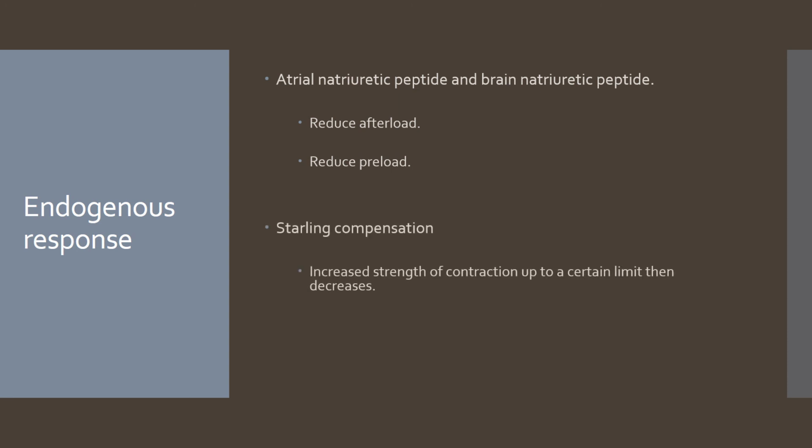Then the Starling compensation: this is increased strength of muscle contraction up to a certain limit. Then it decompensates. So this occurs with an increase in volume, an increase in preload. The Starling compensation occurs, but there is a limit.